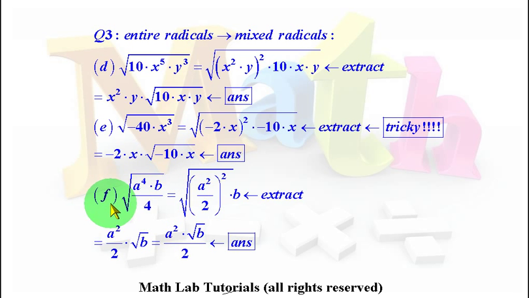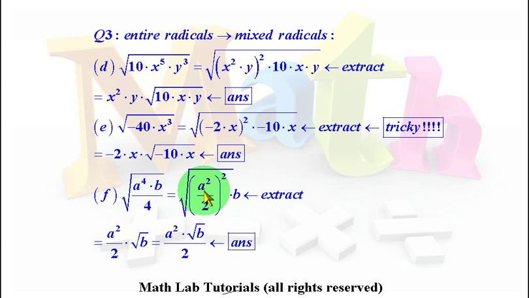For part F, we have the square root of a to the power 4 dot b all over 4. Just a little fraction here. We're going to do the same thing. We're going to open up a big square root, we're going to open up an empty bin, raise to the power 2, and leave this blank. Now, the square root of a to the power 4 I know is a squared, and the square root of 4 I know is 2. And the square root of b I can't do anything with.